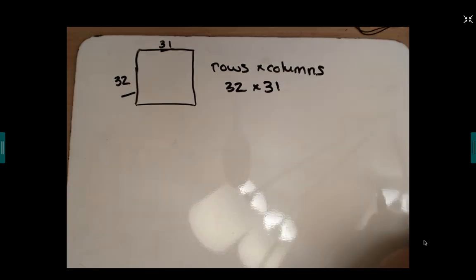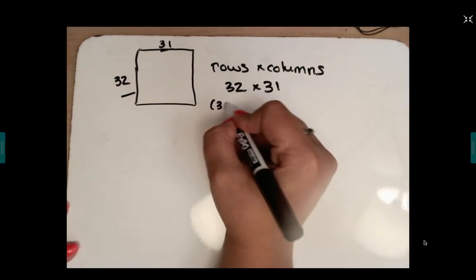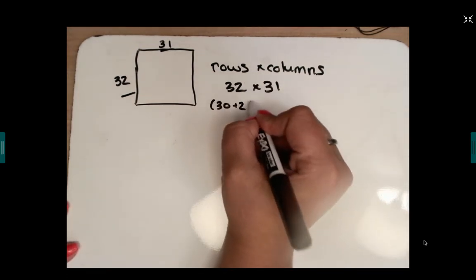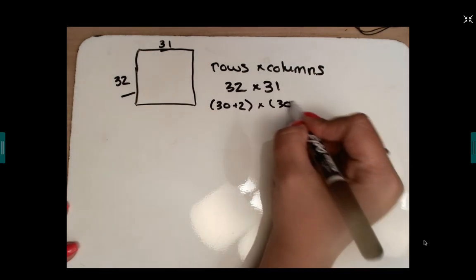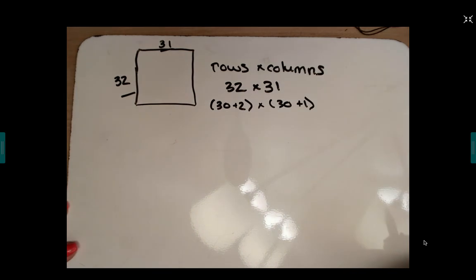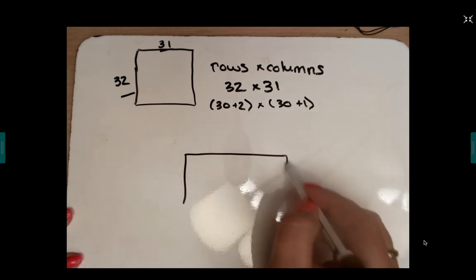Now this is where my knowledge of tens and ones and base 10 and standard form versus expanded form really comes into play. I know that 32 is 30 plus 2. And I know that 31 is 30 plus 1. So now I'm going to make a big square. Okay?